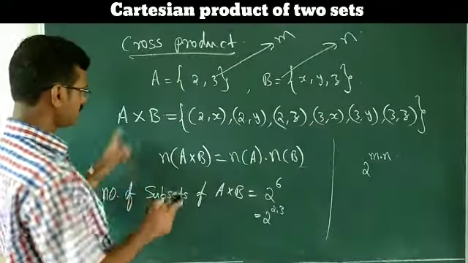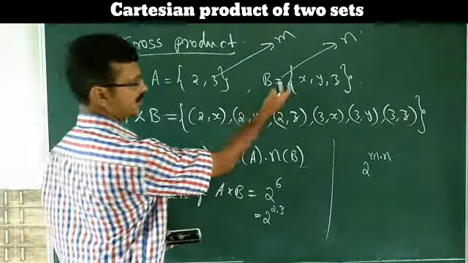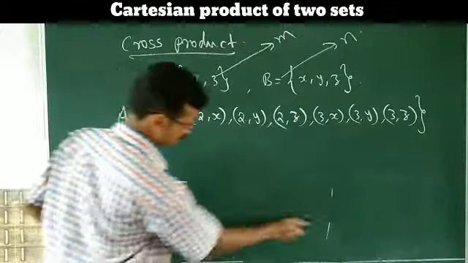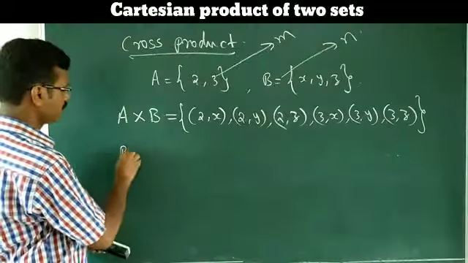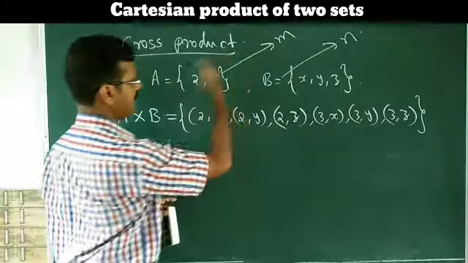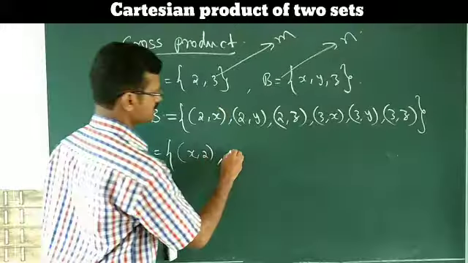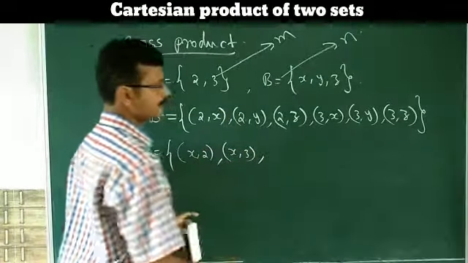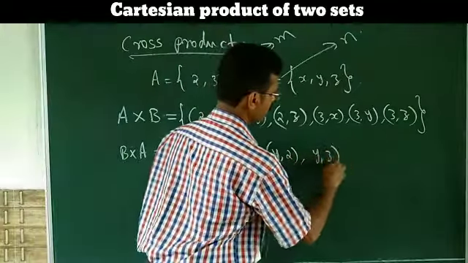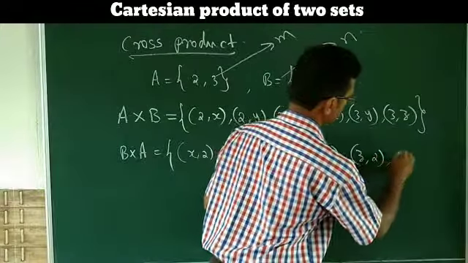And one more result, if you see A cross B, I have written this. If I go for B cross A, I have to start with the B first of all. From B I have to start, so x2, then x3, then with the y, y2, y3, then with the z, z2 and z3.